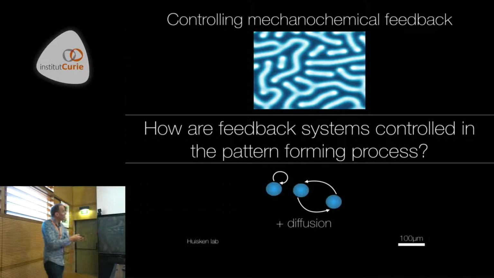Okay, so really, again, of course, Turing systems are running, and Turing-like feedback is present, but you're not leaving the pattern-forming process to chance. At least, in particular for those early morphogenetic events, everything is tightly regulated. You want the system to have exactly the same pattern every time, and not a different pattern every time you break symmetry, like in a Turing system. Okay, so.